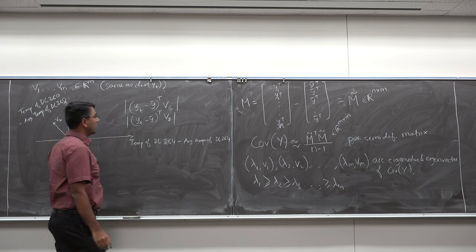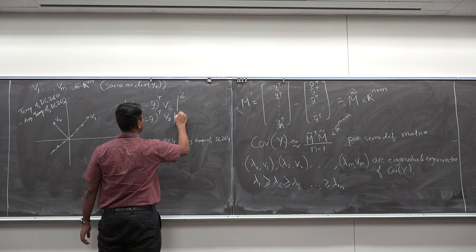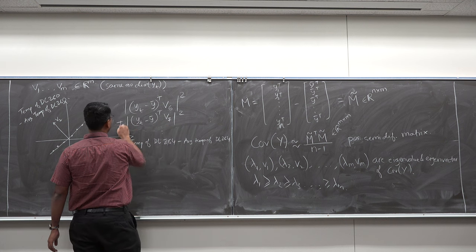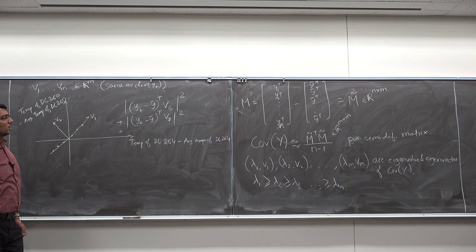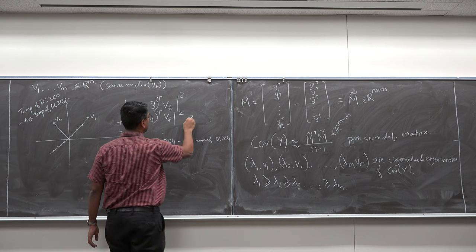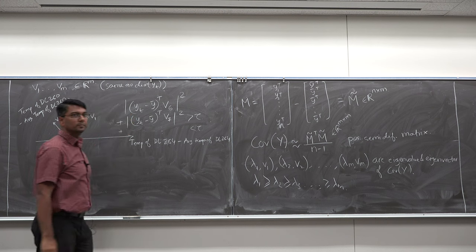I'll take the absolute value of these numbers, I will square them, and I will add them. And if this big number is greater than τ, there is an attack. If it is less than τ, there is no attack.